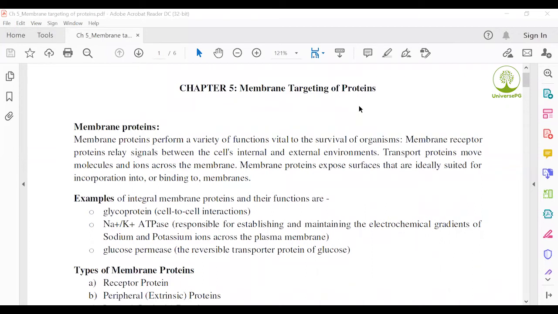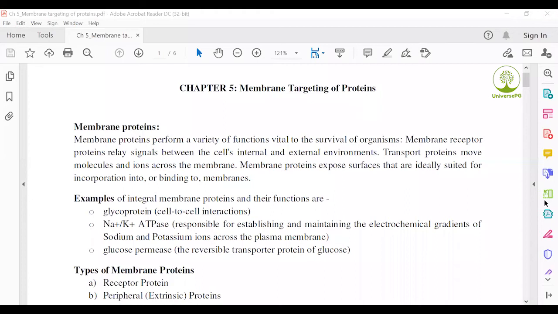So you see, membrane proteins have specific functions and play vital roles in the cell, to the survival of the organism. They relay signals between the cell's internal and external environment, transferring different types of signals, and also incorporate into or bind to membranes.